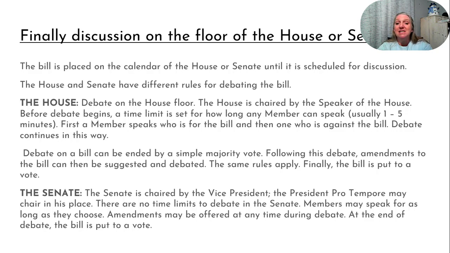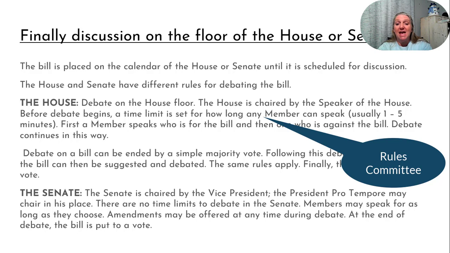Now, the House and the Senate have different rules for debating the bill. All right, so in the House, debate on the House floor. The House is chaired by the Speaker of the House. Before the debate begins, a time limit is set for how long a member can speak, usually 1 to 5 minutes. This time limit is set in the Rules Committee.